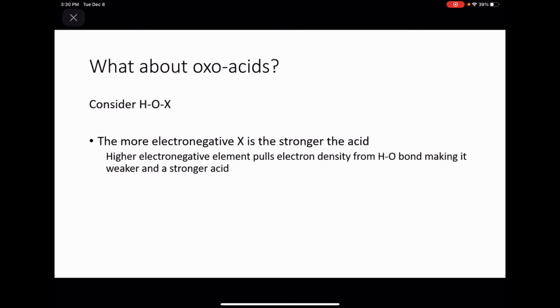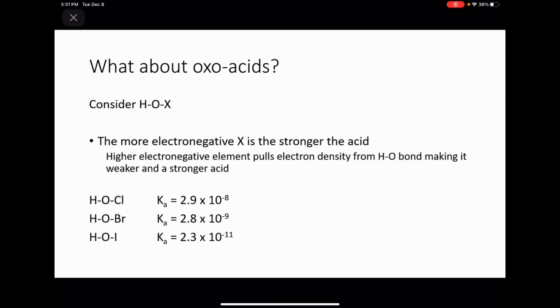we can tell whether an element is more electronegative or not. And so why does electronegativity work? Because electronegativity, remember, is the ability of an atom to pull electrons to it in a bond. And so electronegative elements are going to pull electron density away from that hydrogen-oxygen bond, making it weaker overall, and also making it then a stronger acid. So if we consider, once again, our halogens, in this case, HOCl, HOBr, HOI. So we're picking on that one column of the periodic table, which I'm not showing, but you can look up in your book or look up online.